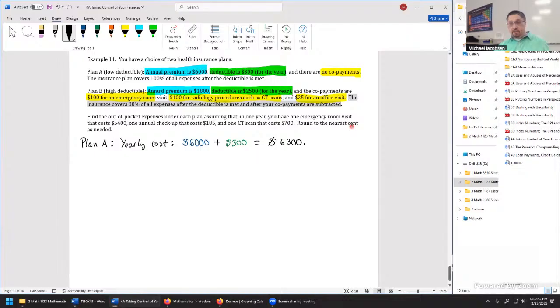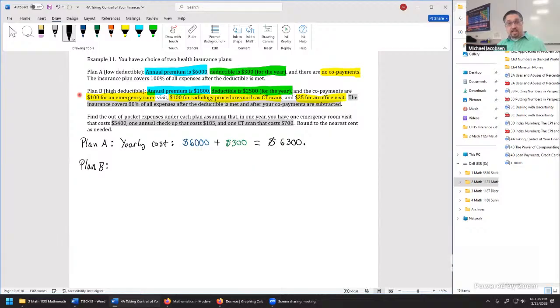And they say that for this plan, insurance is going to cover all expenses. They're referring to these three expenses right here. After the deductible is met and after copayments are subtracted. So again, that might not be completely in line with reality for if this was three real bills we had. But this gets us started thinking about the comparison between the two plans at least. Let's start off by organizing since there's lots of things happening with Plan B.